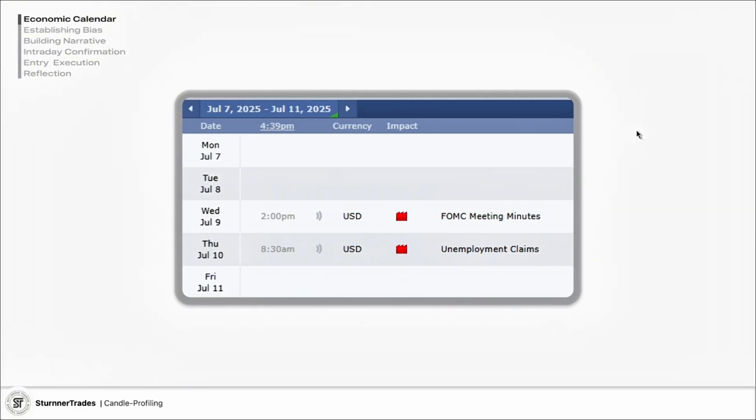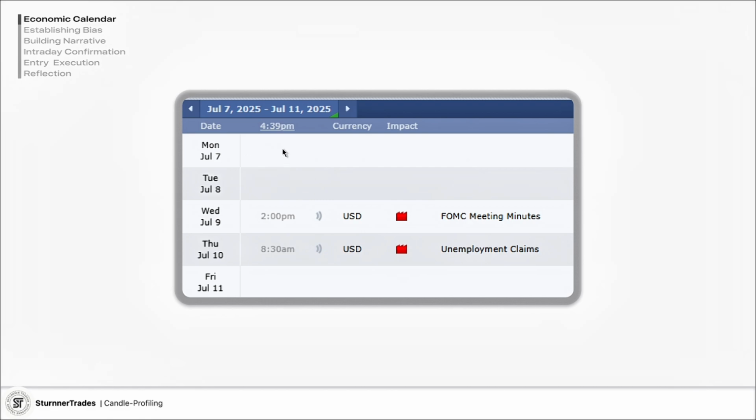Alright, first things first, we're gonna start with the economic calendar, because for me, that's always the roadmap for the week. I always want to be aware of high impact news that could either give us volatility or completely disrupt the setup I'm looking for.